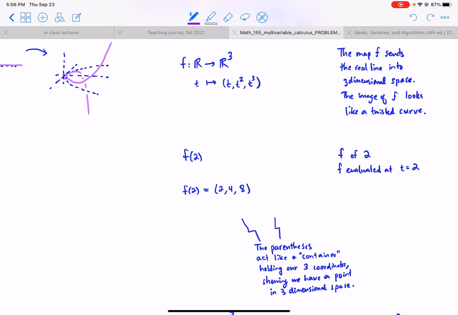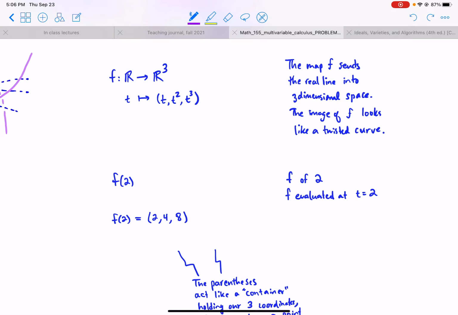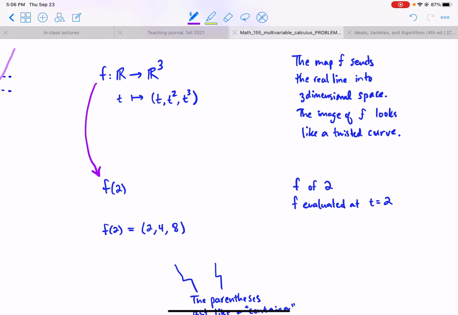And now this is tricky. Here are these parentheses. Does this mean F times 2? Well, no, because we said F was a map. So then these parentheses actually mean that we can say them F of 2 in words. Here's the formula. But what we mean is F evaluated at the input t equals 2. And so that's what these parentheses mean.